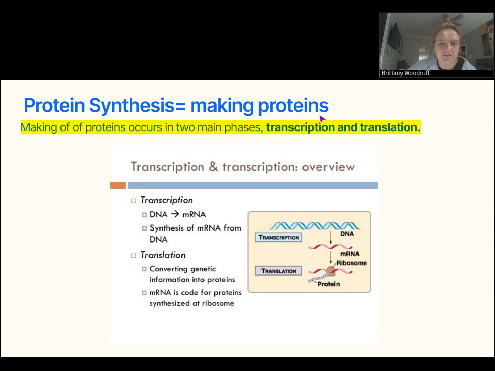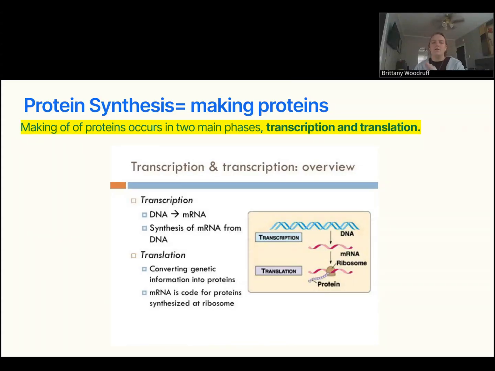Protein synthesis. The only thing I want you guys to know about protein synthesis, there are two phases. They are transcription and translation. It's typed out in chat. So, protein synthesis, making proteins, transcription, and translation.